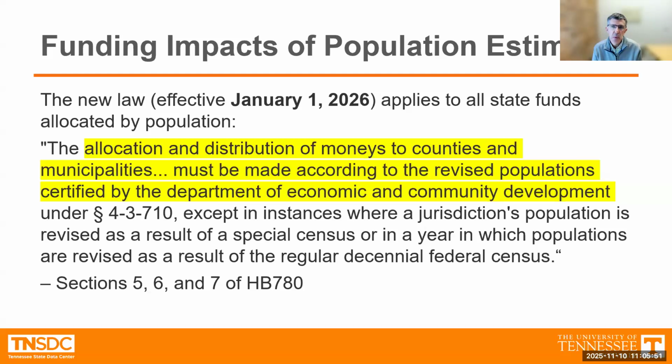So what does this mean? What does the new law mean with respect to the distribution of these revenue formulas and the population that's used? The new law says that the allocation and distribution of monies to counties and municipalities must be made according to the revised population certified by the Department of Economic and Community Development. So in essence, anytime that population is used in one of these formulas, rather than using the decennial census and special censuses, it will be using population estimates.